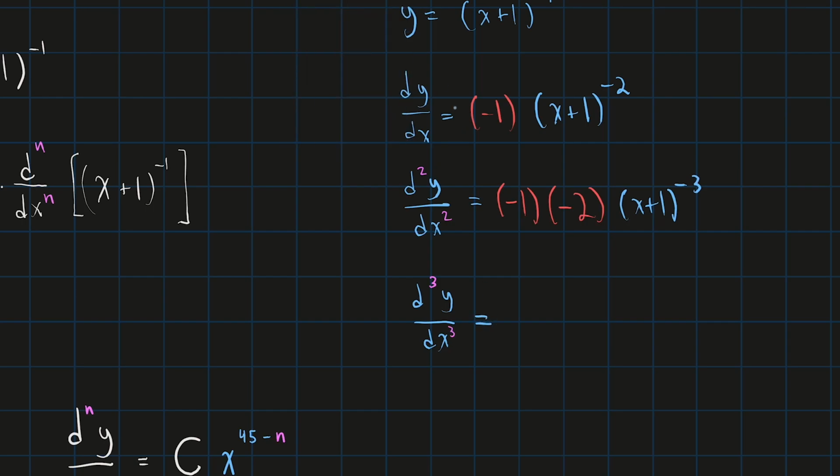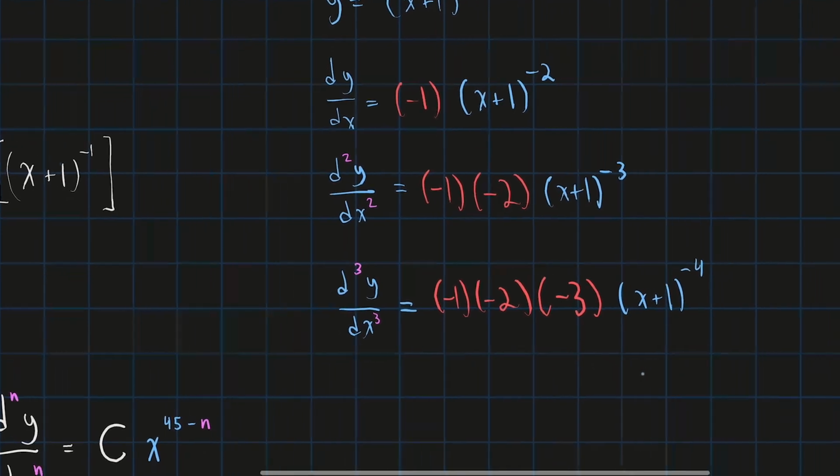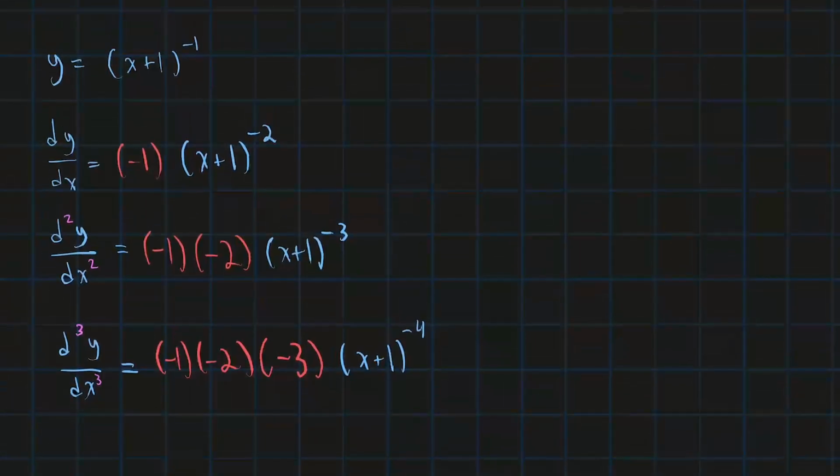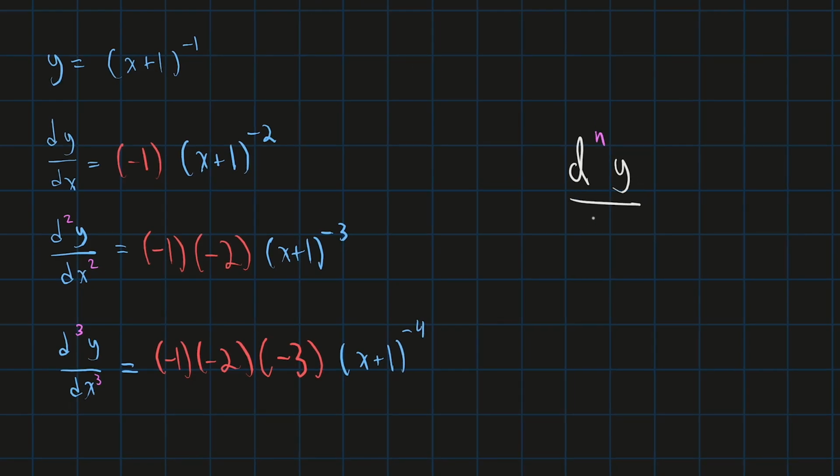So the third derivative of (x+1)^(-1) is equal to negative 1 times negative 2 times this exponent, negative 3, times (x+1)^(-4). I just decremented this exponent. Okay, now let's try to find our general pattern for this. So we are trying to find d^n y over dx^n.